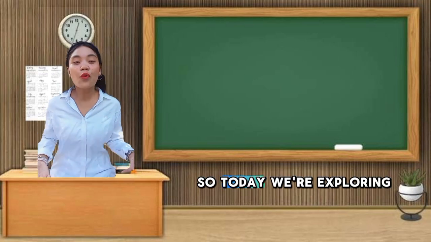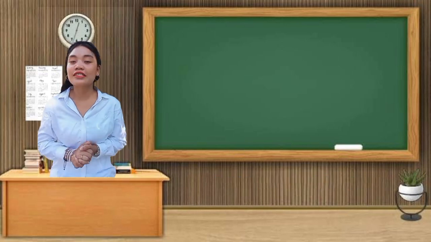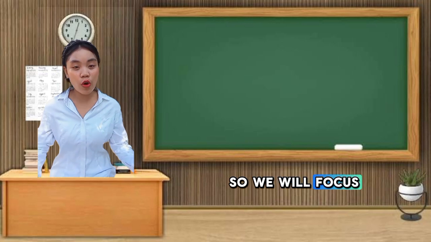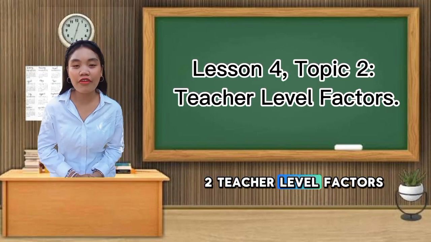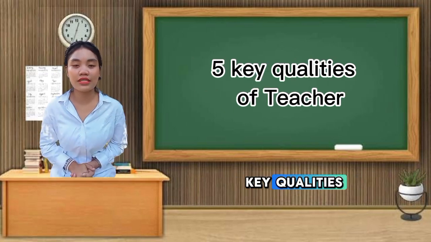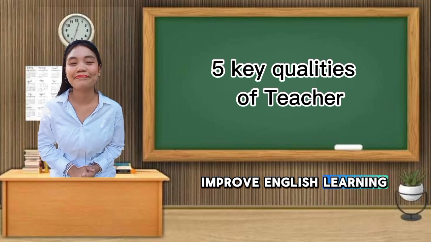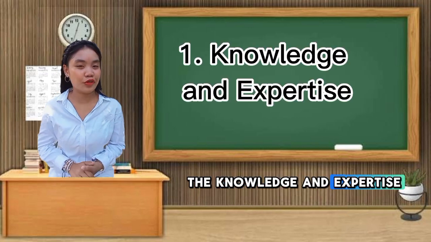So today, we're exploring what makes a school effective, starting with the role of teachers. We will focus on Lesson 4, Topic 2, Teacher Level Factors. Let's look at 5 key qualities teachers should have to improve English learning. First, we have knowledge and expertise.